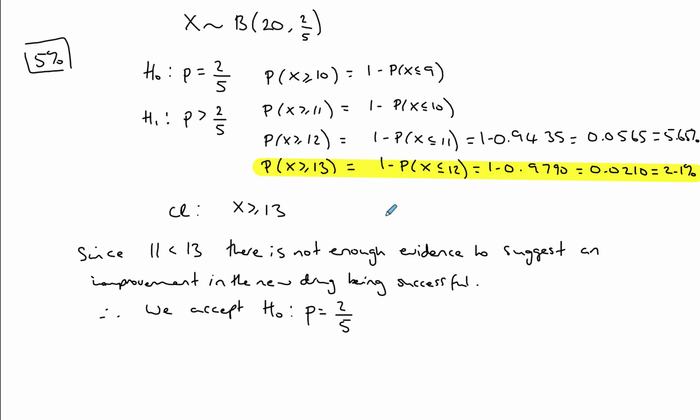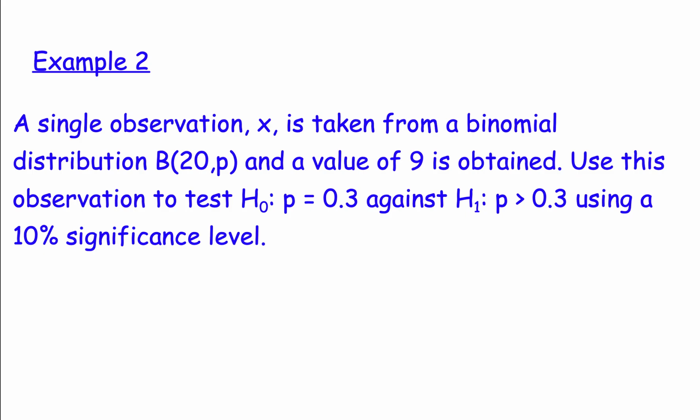If our value had been 15, then we would have evidence that there has been an improvement and we would accept the alternative hypothesis. But because 11 is in the acceptance region, then we accept the null hypothesis. Okay? So I'm just going to do a second example. Now this time my example doesn't have a situation, a scenario. We just have the bare bones of it.